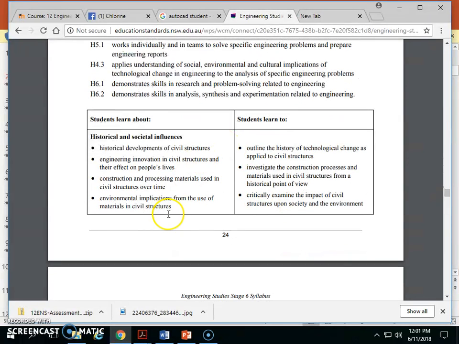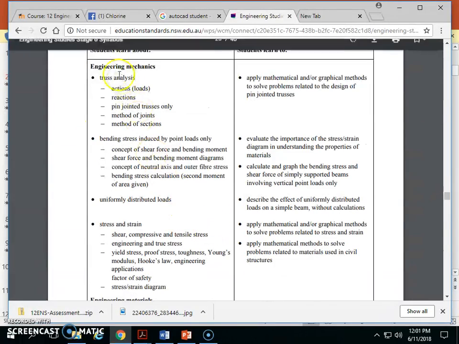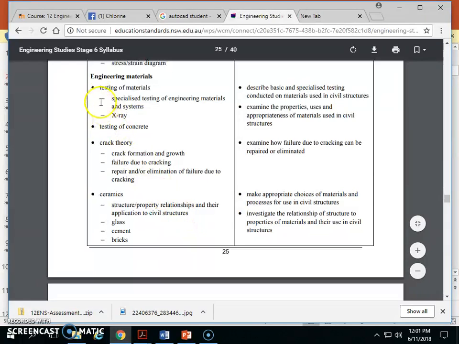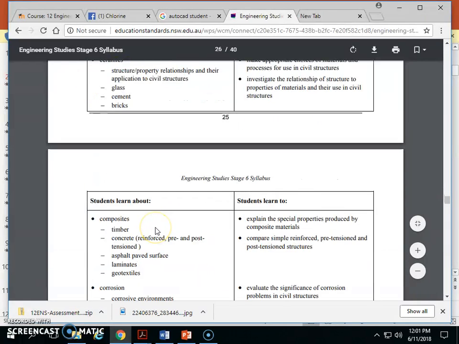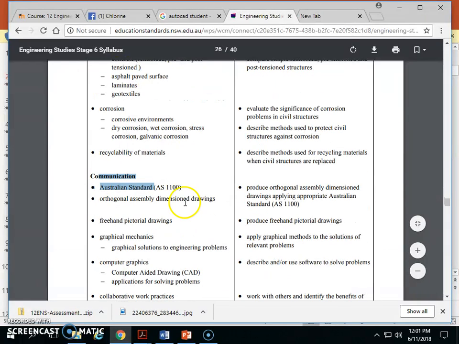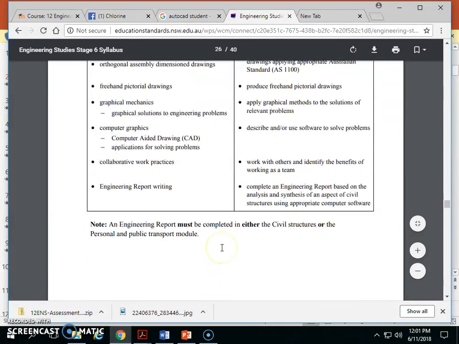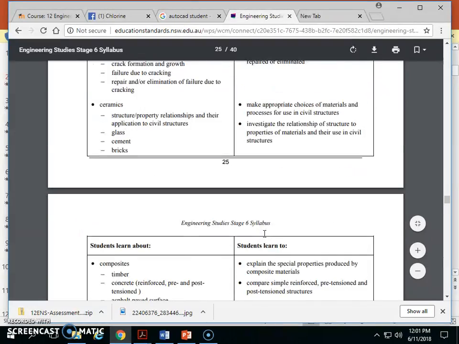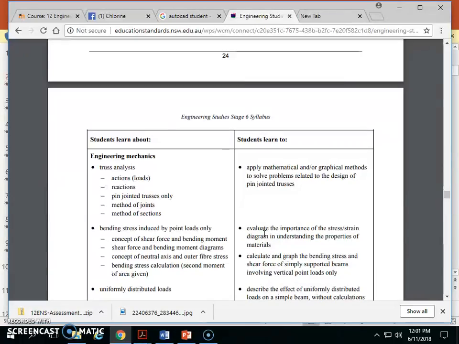We always follow the same pattern, which is we have historical and social influences, and then we will go through mechanics. We'll go through materials and communication. Communication is going to be graphics, and we have to do a report. The report has to be done in civil or personal or public. We're going to do our report in civil. So that is pretty standard. Those are the key things we're going to point out here.